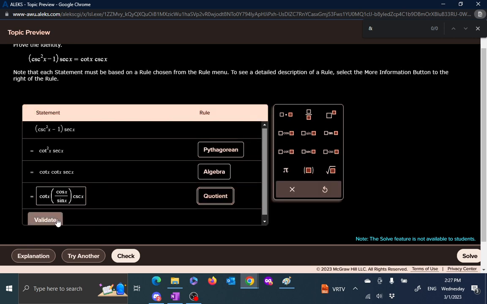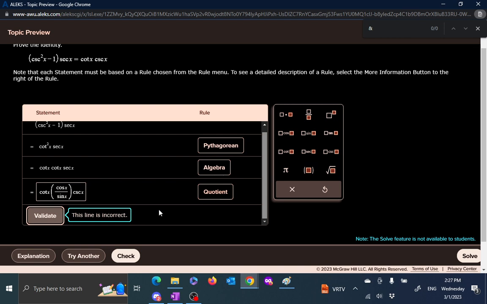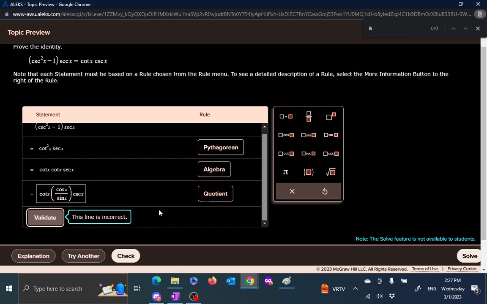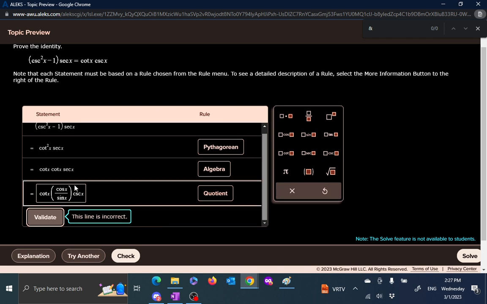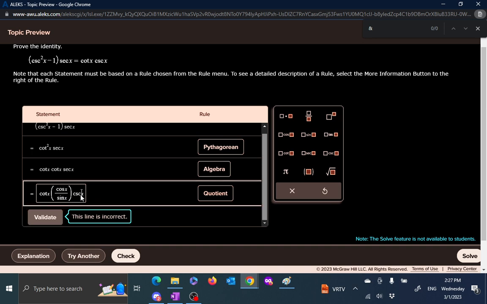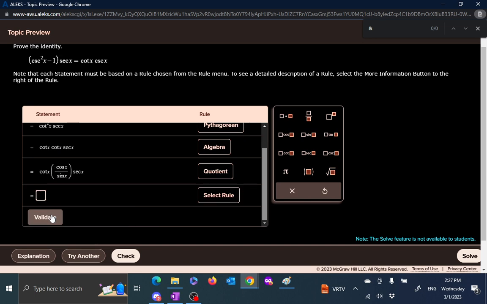I did quotient, validate. Oh, this is saying this line is incorrect. What is incorrect about it? Oh, I see. When I copied over, instead of cotangent, I write cosine over sine. I was supposed to type secant of x. So let's see if I correct myself. Secant of x, quotient identity. Now it's happy.